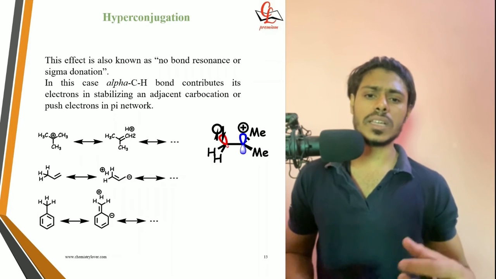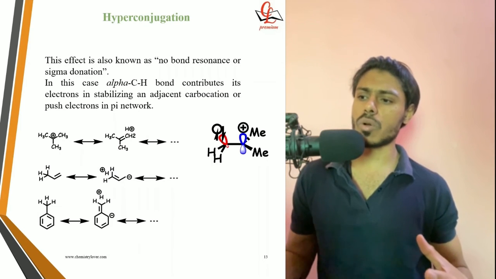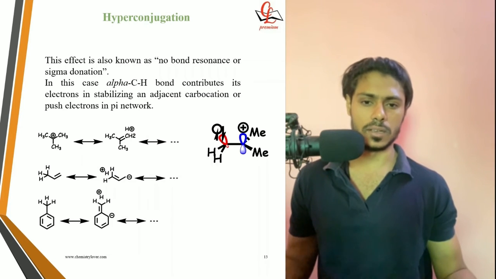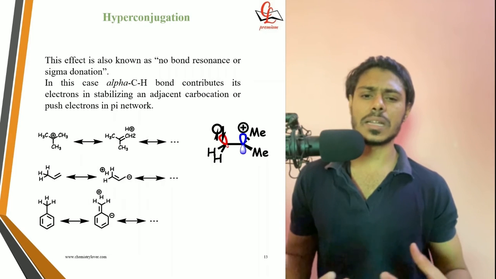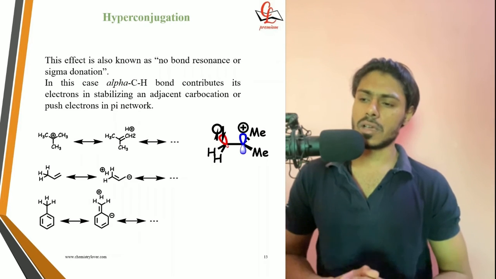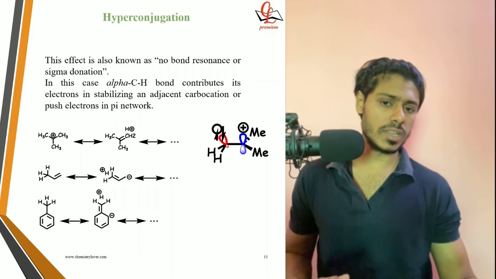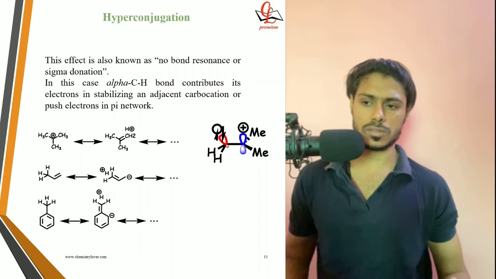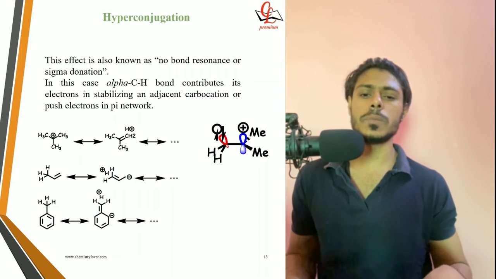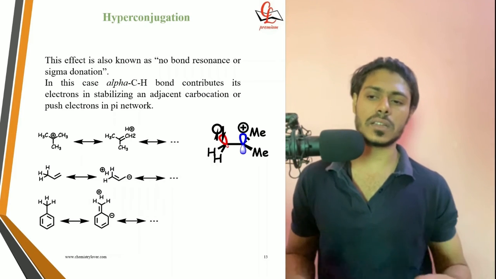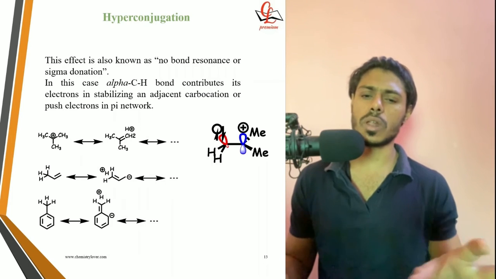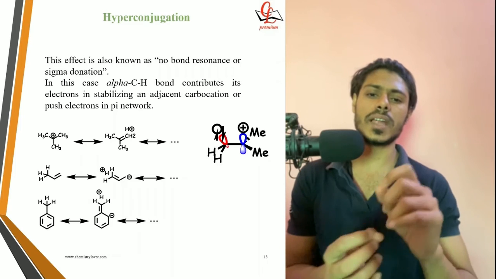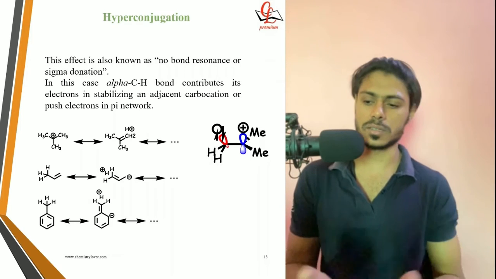And not only in the case of carbocations, hyperconjugation can also occur with a pi network or with an aromatic ring. Hyperconjugation is a relatively weaker effect in comparison to inductive effect or resonance effect, but in some cases it plays the deciding factor. What the reactivity will be is decided by this hyperconjugation. We will see that in our course. It is basically sigma donation, donation of the sigma bond to an adjacent positive center or pi center.